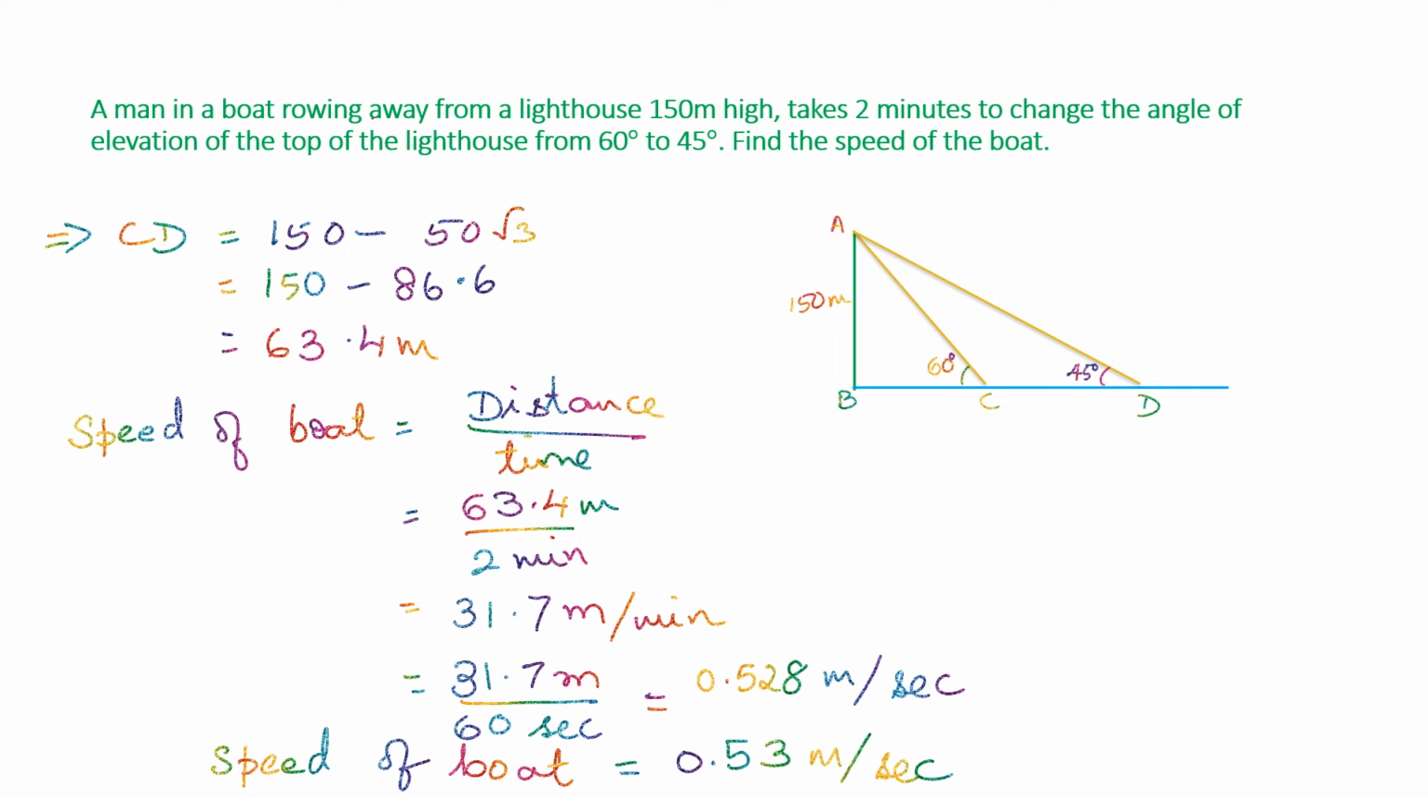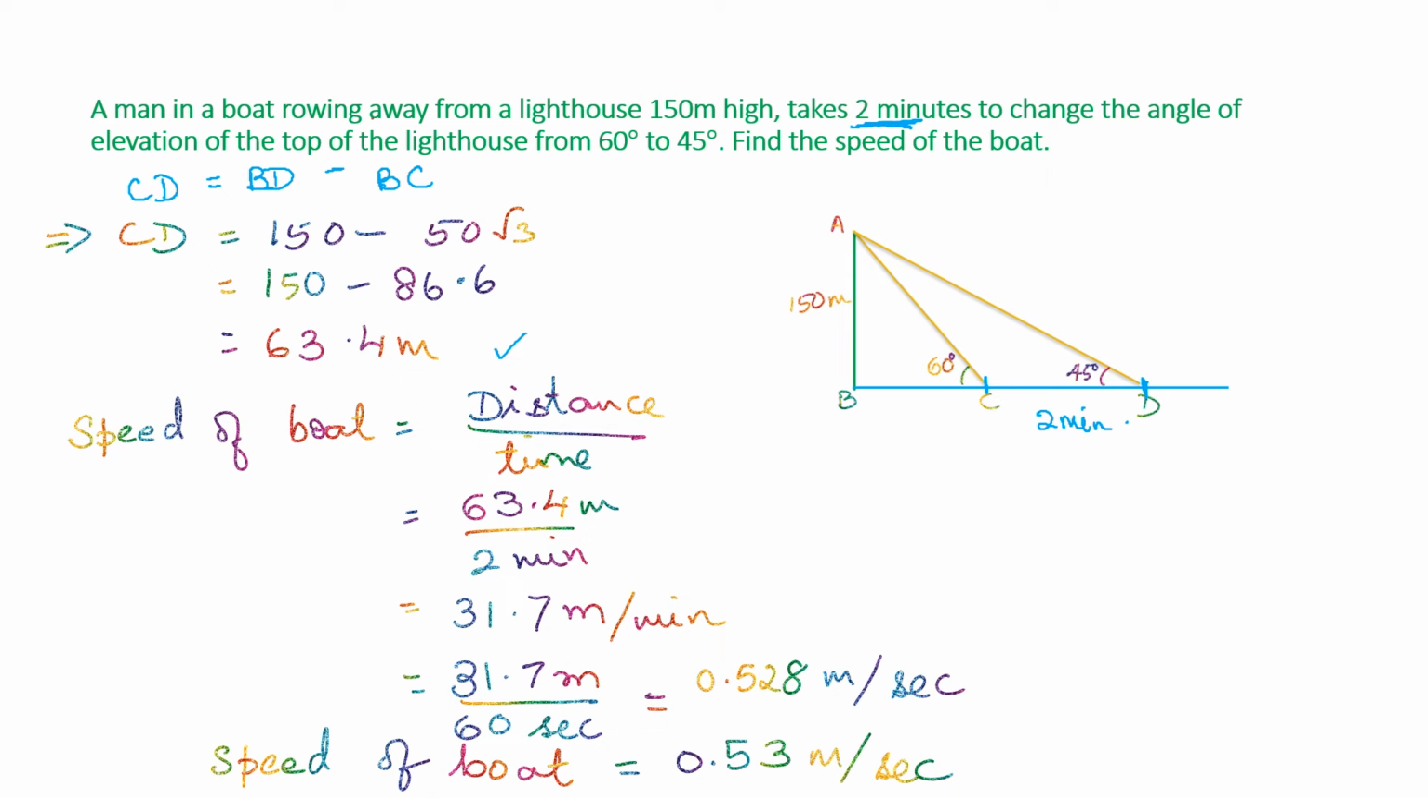So my CD is equal to BD minus BC. So BD is 150 minus 50 root 3, this is coming to 63.4 meters. Now the question says that the boat, to travel a distance of CD, is taking 2 minutes.